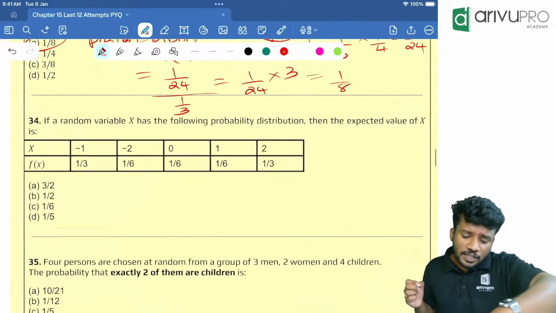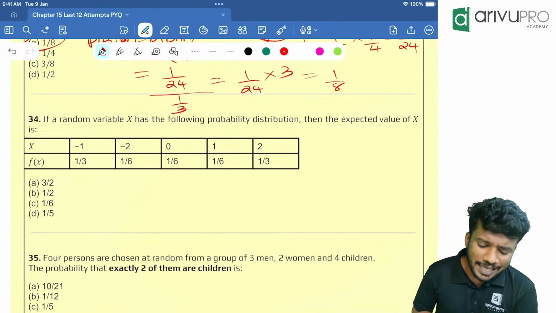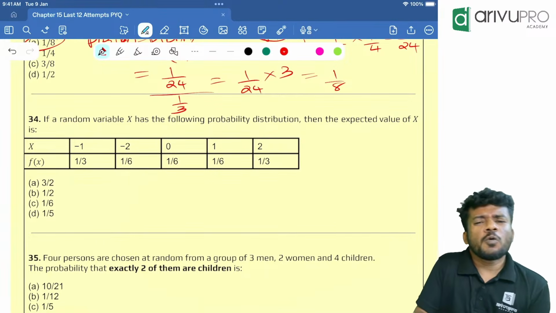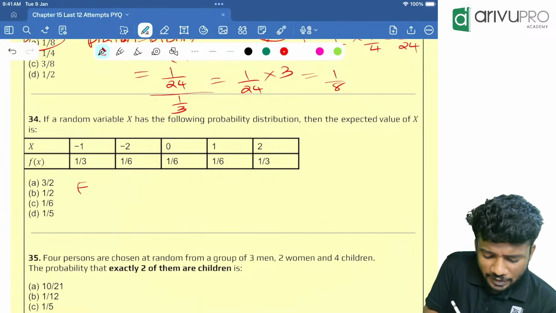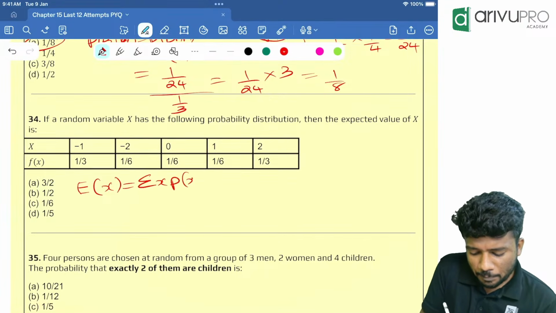If a random variable has the following probability distribution, then what is the expected value of x? What do you mean by expected value of x? That is nothing but E of x is equal to sigma x into P of x.